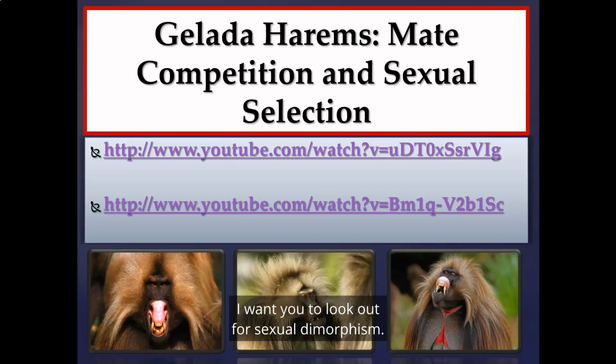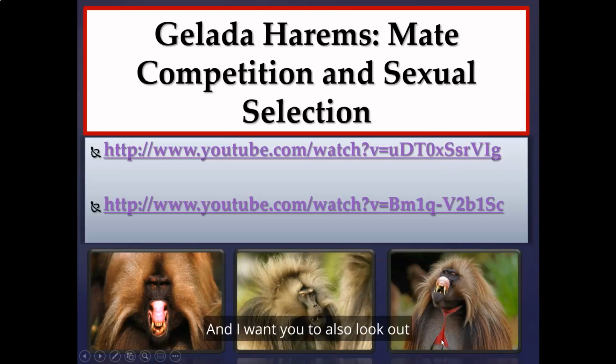I want you to look out for sexual dimorphism. Notice how much larger the males are than the females. And notice their projecting canines, how the males have much larger canines than the females. I want you to notice the various social signals that they utilize to establish dominance. So look for the lip flaring, the eyelid flashing, the standing bipedally to expose the red chest, the bleeding heart.